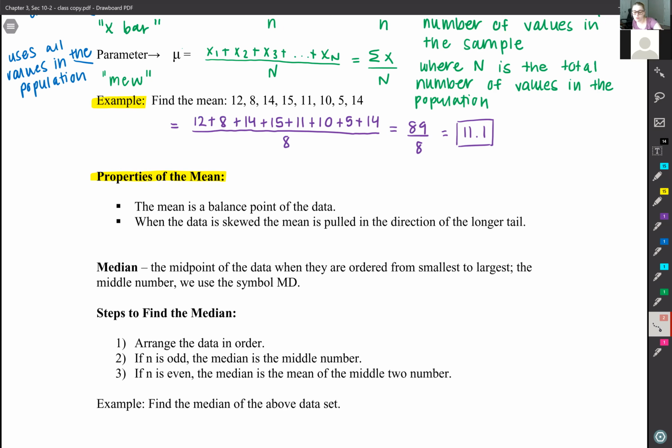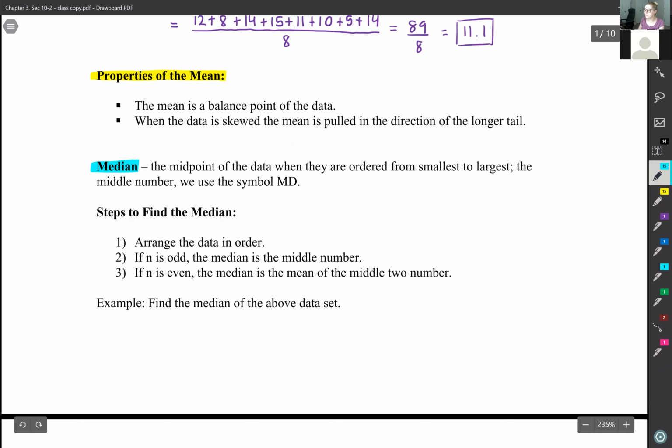Okay, so that is about all for the mean that we're going to talk about. Like I said, sometimes it's referred to as an average, so you may have heard it called that before. But now we're just going to get into our next measure of central tendency, and this is called the median. The median is the midpoint of the data when they are ordered from smallest to largest. The middle number, and we use the symbol MD to denote the median. So if you have a data set and you put it in order, the median would be that middle number. And luckily, we do have some steps to finding it.